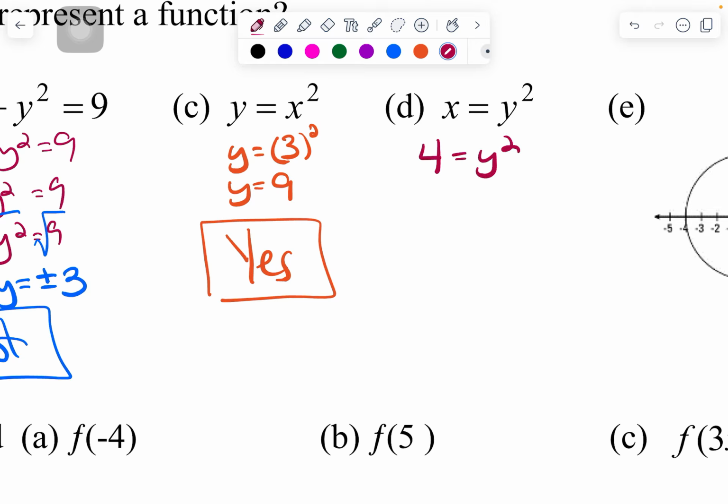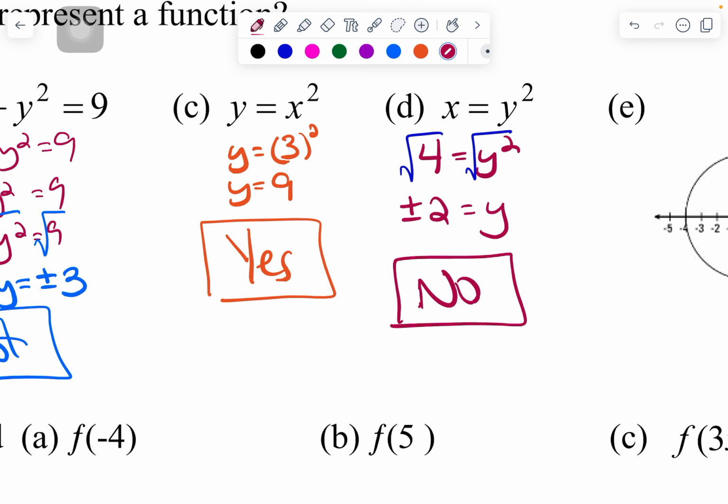All right. So if I take the square root, which we just talked about a couple problems ago, when we put that square root in, you need a plus or minus. Square root of 4 is 2. And this is where we run into problems, right? I put one number into the equation, but I'm getting 2 values back out. That is not a function. So no, not a function.